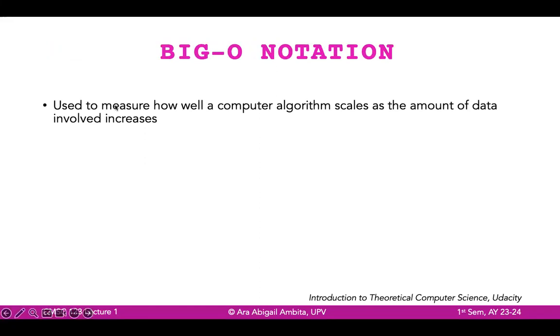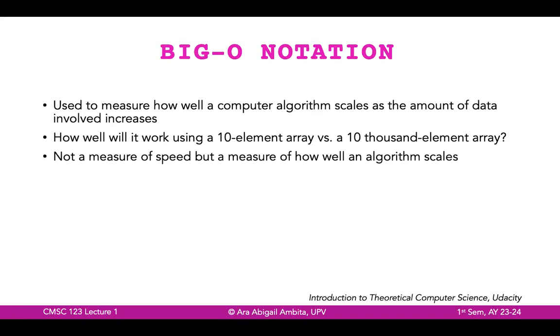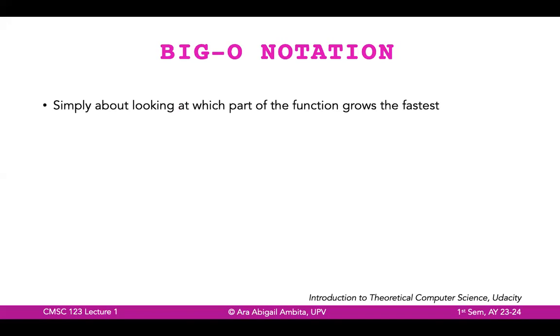So the big O notation is used to measure how well a computer algorithm scales as the amount of data involved increases. So how well will it work using a 10 element array versus a 10,000 element array? So it is not really a measure of speed, but a measure of how well an algorithm will scale or will grow with input size. Okay?